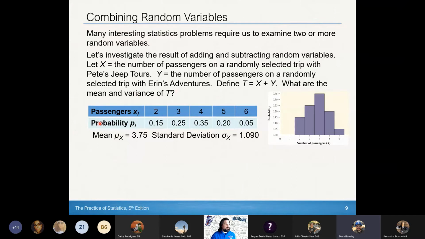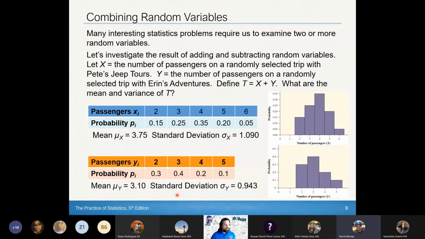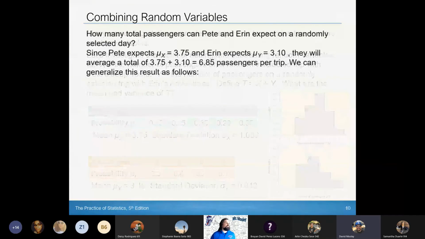Here's the probability distribution for X, and we have the probability distribution for Y, all right, with the mean and standard deviation for both as provided, and we have our histograms. Since Pete expects 3.75 and Aaron expects 3.1 passengers on any randomly selected day, they will average a total of 3.75 plus 3.1 equaling 6.85 passengers per trip.